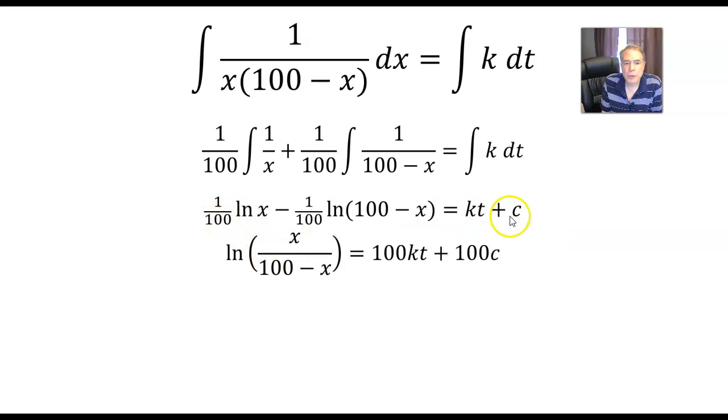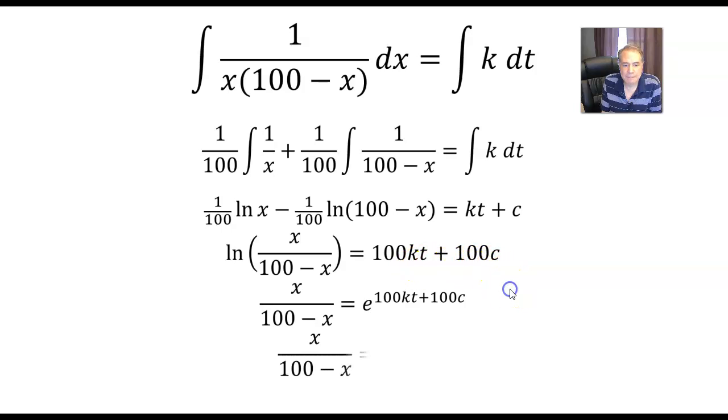I can multiply both sides by 100. I can convert ln of x minus ln of (100 minus x) into ln of x over (100 minus x). And then undo the ln with e. e to the ln is just x over (100 minus x), and that's equal to e to the (100kt plus 100c), which is e to the 100kt times a constant.